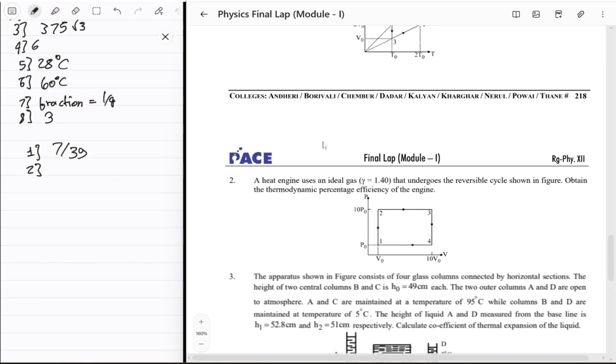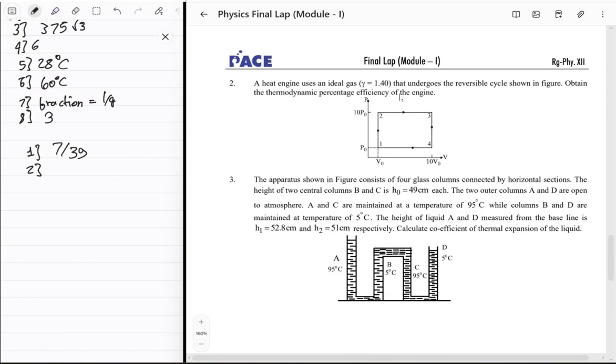Second, a heat engine uses ideal gas. It undergoes the reversible cycle shown in the figure, obtain the thermodynamic percentage efficiency of the cycle.